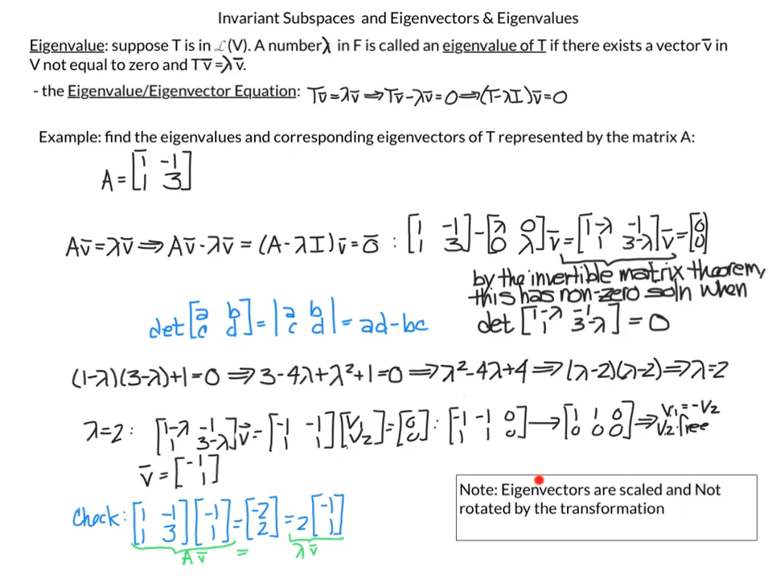I have this note here, which shouldn't be a surprise because this is how we set up our eigenvector eigenvalue equation. It was to be the simplest example of an invariant subspace. So eigenvectors are scaled and not rotated by the transformation. In our example, you can see this negative 1, 1 vector was then scaled, so it's twice as long here. But you can see that minus 1, 1 points in the same direction as minus 2, 2. It has not been rotated.